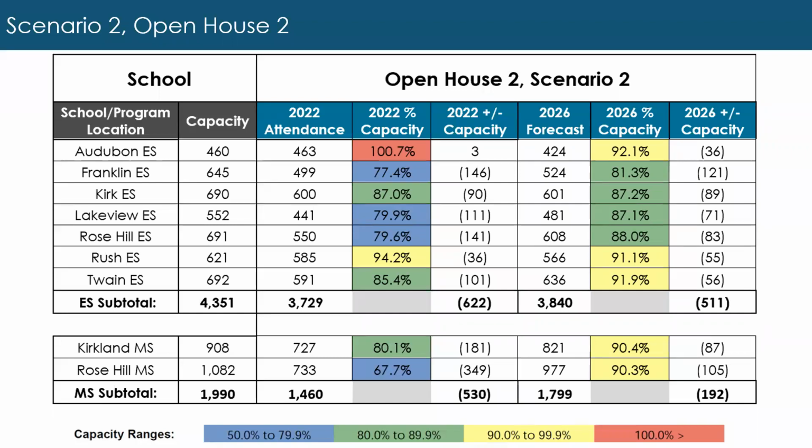These are the resulting statistics for scenario 2, with many school capacity percentages in the green category in the 5-year horizon when compared with the existing boundaries. This scenario has all the elementary school capacity percentages in the green or yellow in the 5-year forecast. Kirkland Middle School and Rose Hill Middle School are close to balanced in the 5-year forecast.